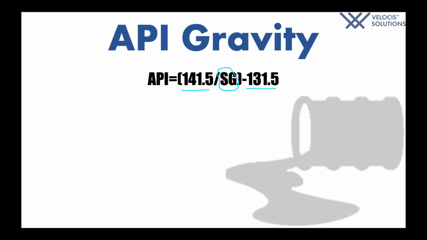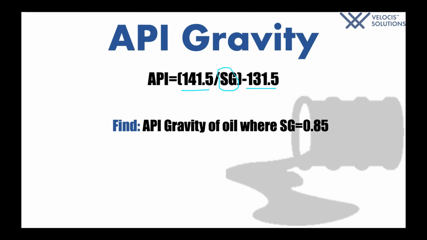Let's find the API gravity of oil, of which specific gravity is 0.85. It is actually simple algebra where we just divide 141.5 by 0.85, and then subtract 131.5. As a result we get 34.9 degrees API.